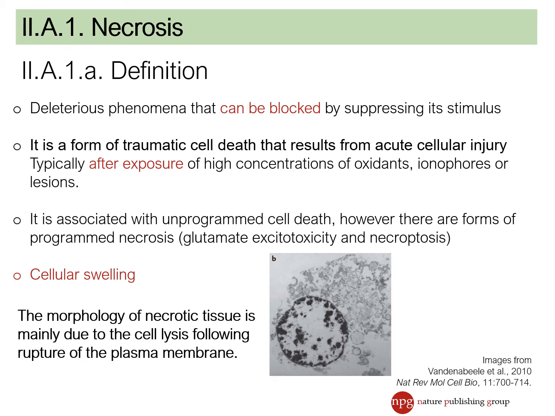During very long time, necrosis has been considered as an unprogrammed cell death. However, now we know that there are different forms of programmed necrosis, especially those that are related to glutamate excitotoxicity. And in the next slides, we will talk in more detail about this specific programmed necrosis. Another characteristic of necrosis is cellular swelling. And in this picture, you can see the morphology of a necrotic tissue or a necrotic cell, which is mainly due to cell lysis following the rupture of the plasma membrane.